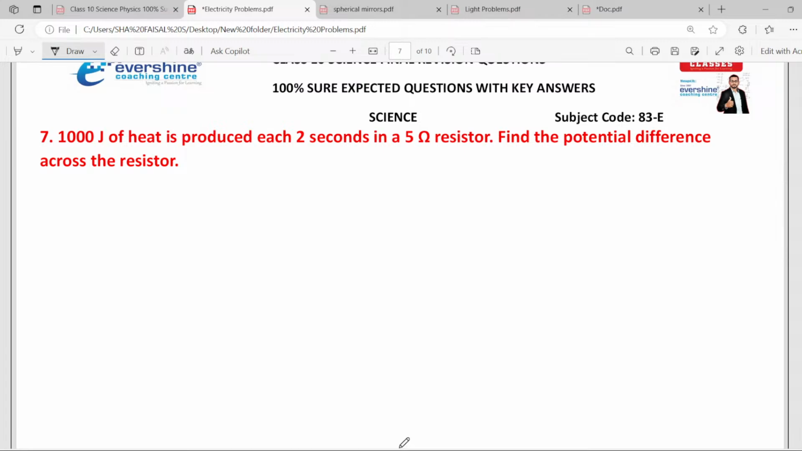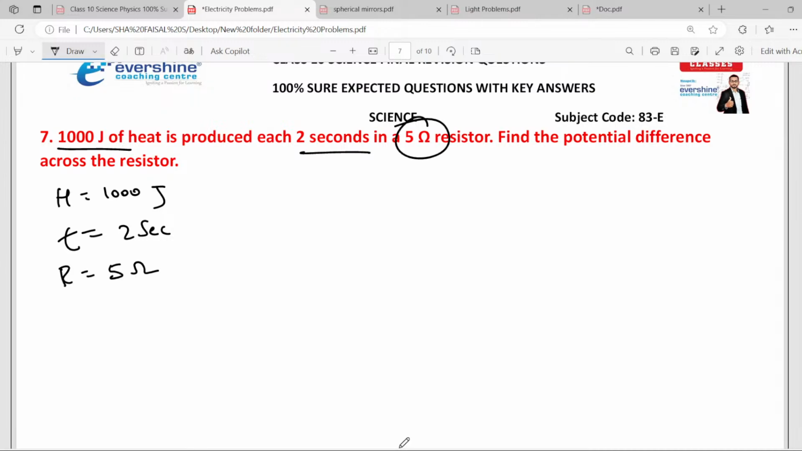Okay. So the next question is on the screen. 1000 joule of heat is produced each 2 seconds in a 5 ohm resistor. Find the potential difference across the resistor. Okay. So let me solve this problem. Heat produced is 1000 joule. Time is 2 seconds. We have been given a resistor of 5 ohm. They are asking us to find the potential difference V.